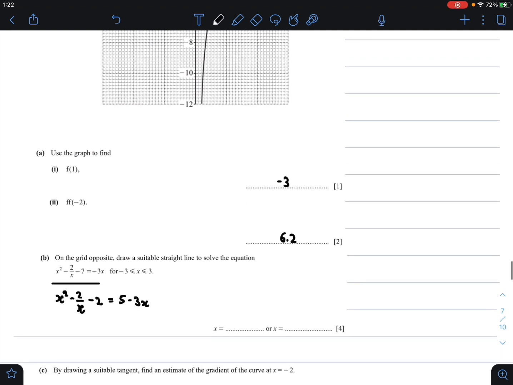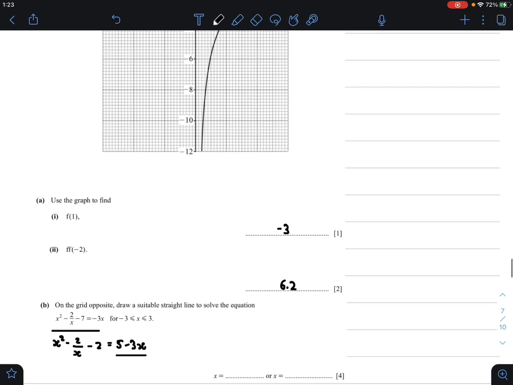Now with this equation, I'll just write it a bit neatly. x square minus 2x minus 7, sorry, -2, is equal to 5 minus 3x. So now all you need to do to solve this question is to plot the line 5 minus 3x. Now you need to get two coordinates first to plot this line. So you can say when x is 0, you can find the y coordinate. So -3 multiplied by 0 is 0. So your y coordinate would be 5.